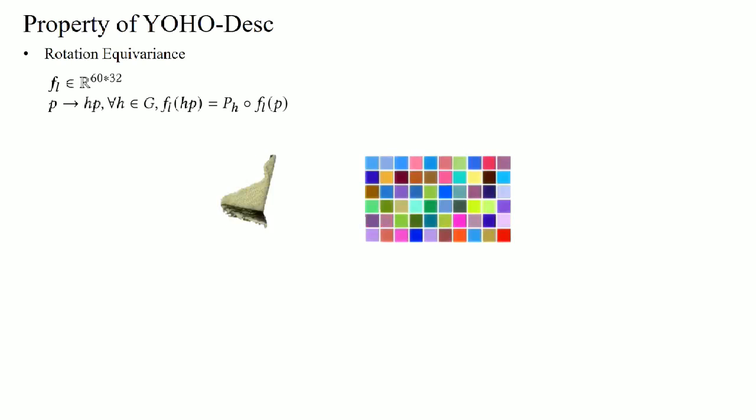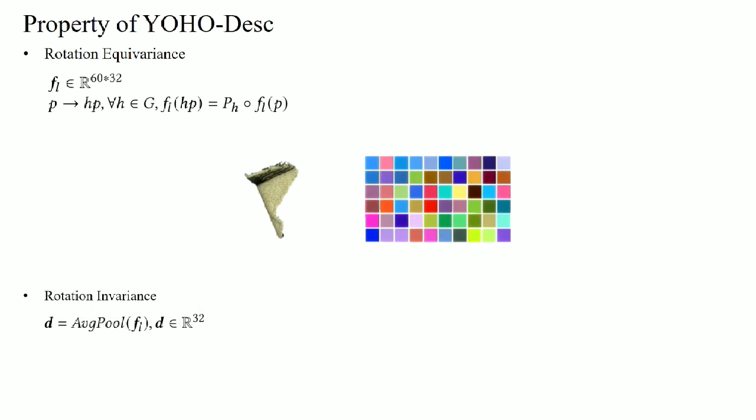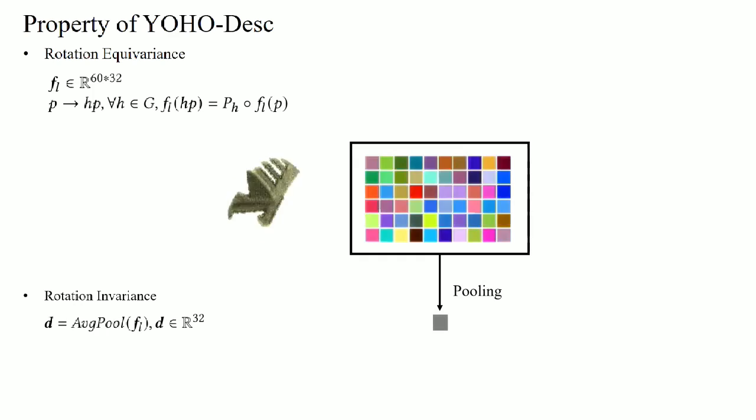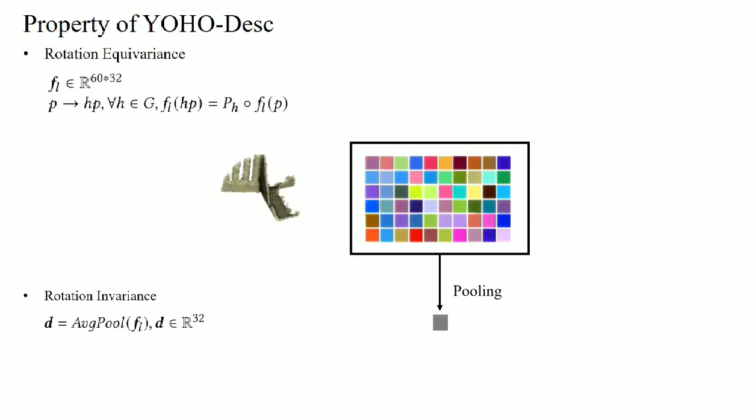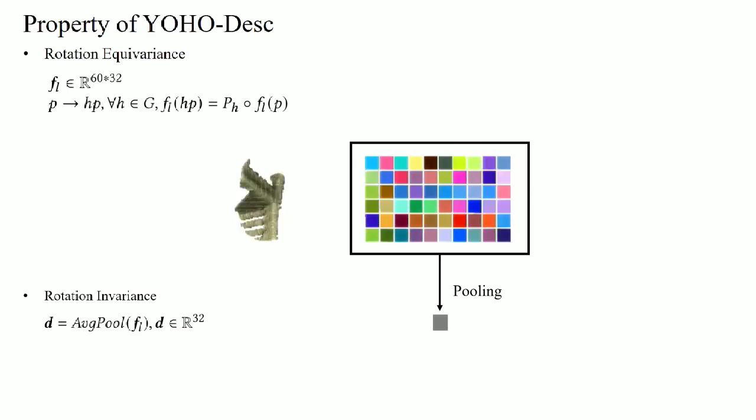However, such a row permutation can be easily eliminated by a pooling operation to obtain rotation-invariant descriptors. Though the rotation invariance is not strictly invariant to the rotations outside the icosahedral group, the existing rotation invariance already provides a strong inductive bias for the network to learn invariance to other rotations for feature matching.